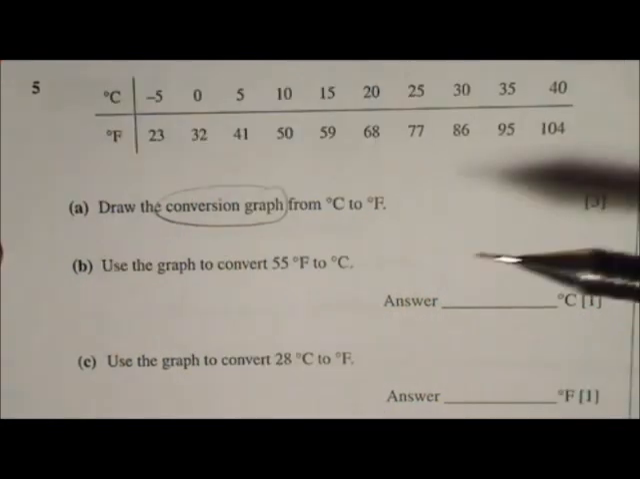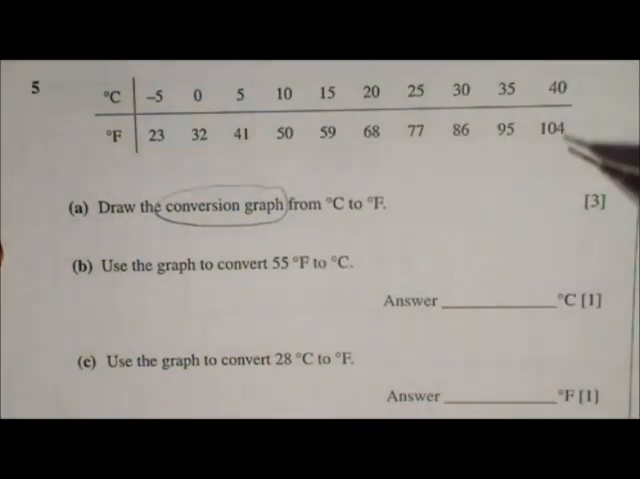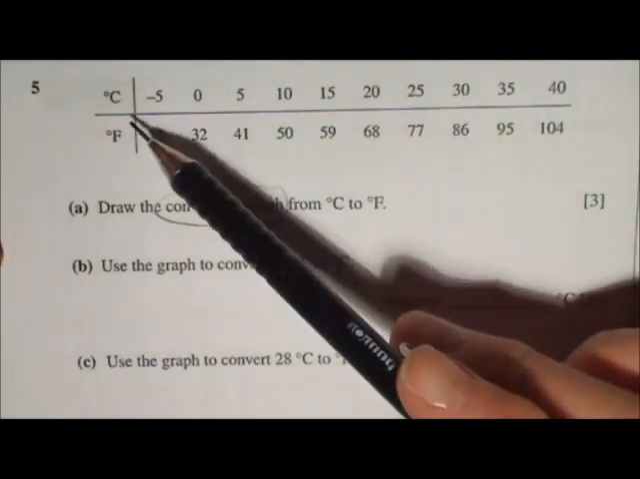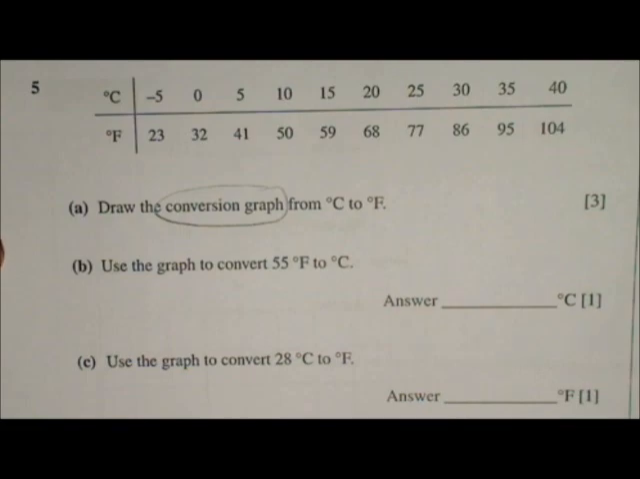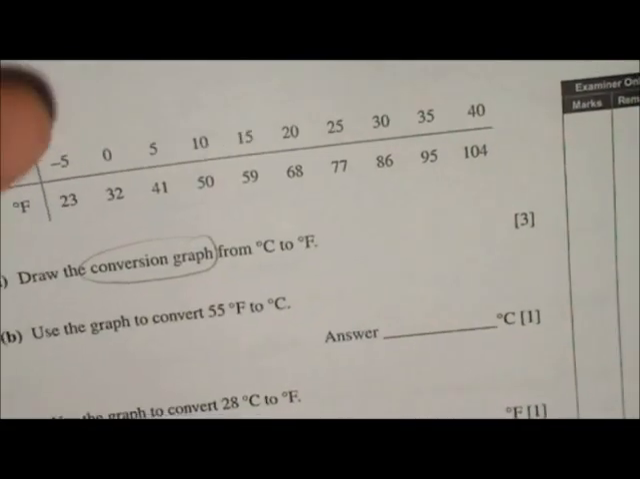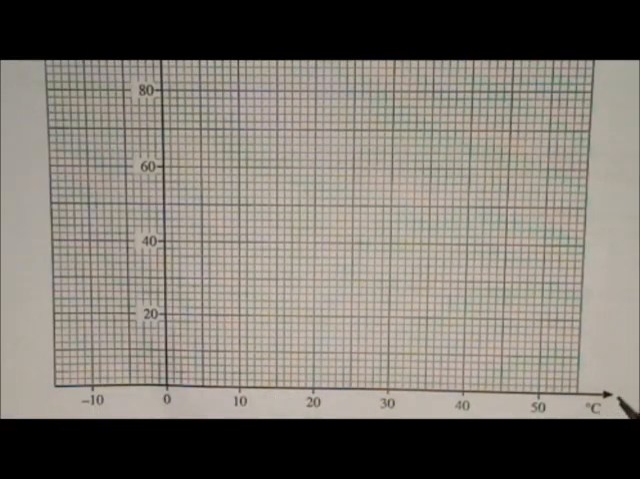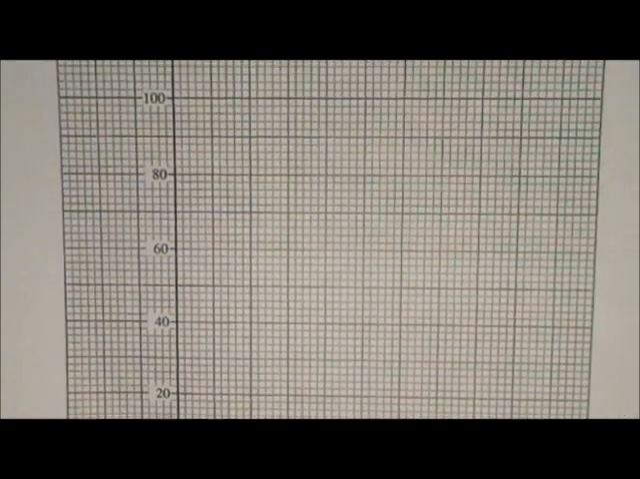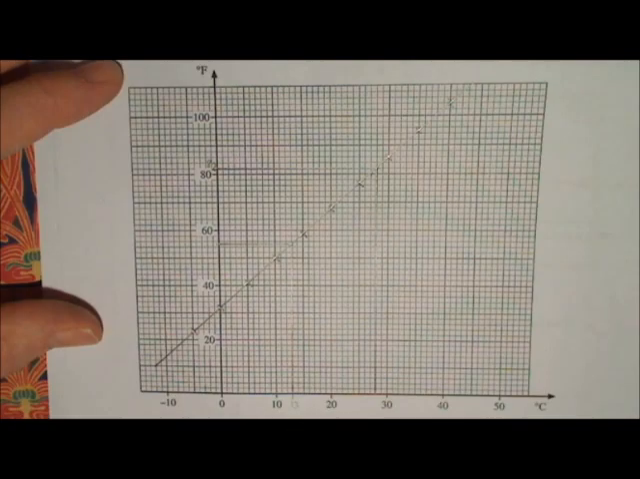Okay, question 5. You're asked to draw a conversion graph, and you're given a table of all the different conversion rates between degrees Celsius and degrees Fahrenheit, and you're asked to work out some information from the graph. You're actually given the grid with the degrees Celsius on the horizontal axis and degrees Fahrenheit on the vertical axis. So if you pause the tape and have a go at that.